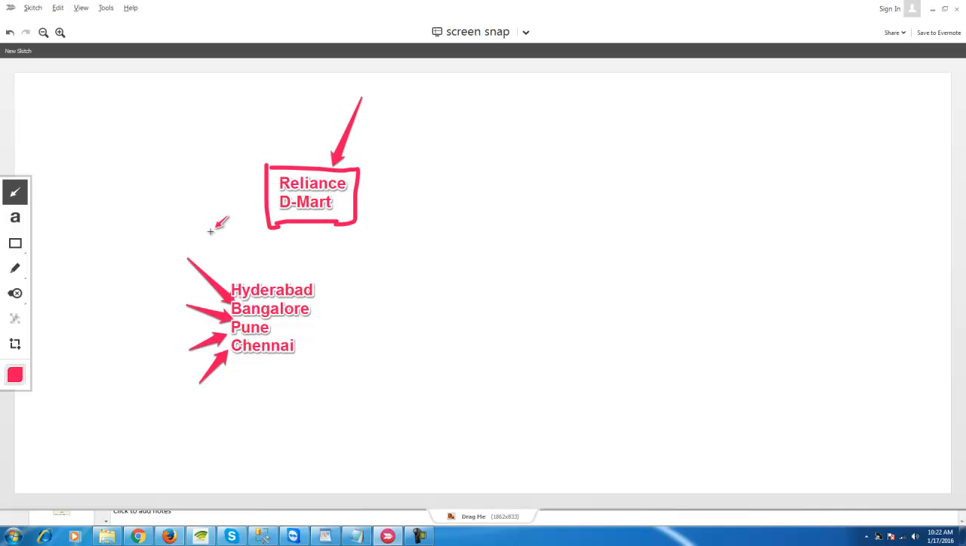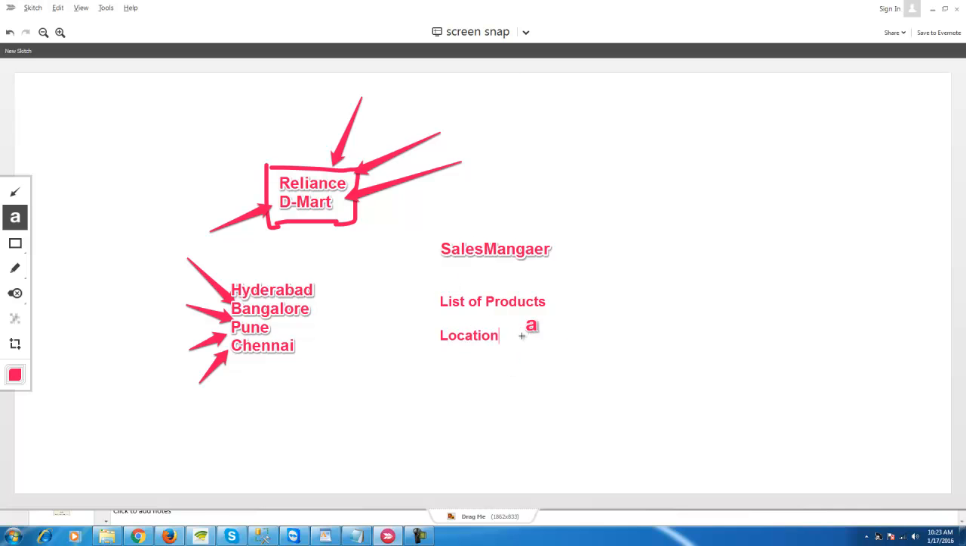So I have this DMart and I sell a lot of products. So what DMart or Reliance will do is they will sell a lot of products. When they sell a product, there would be a sales manager, and there would be a list of products, and the location from which the sale has been done. The other thing would be the total amount of sales. So these are the three or four key metrics that would be available.